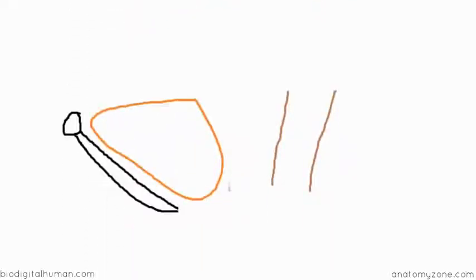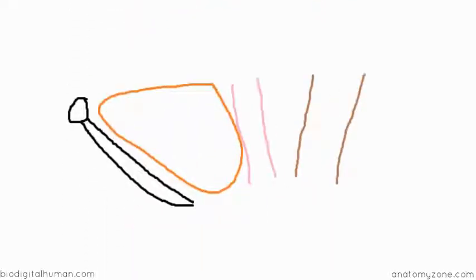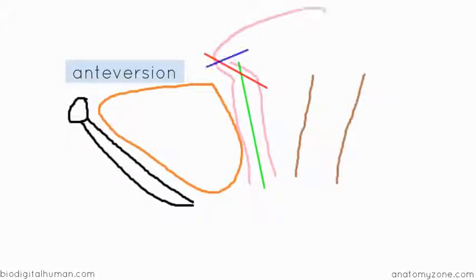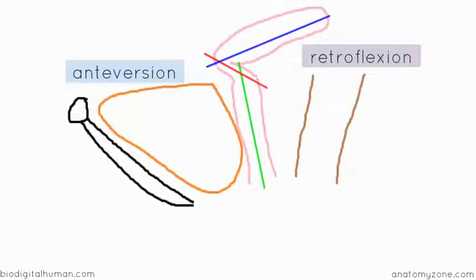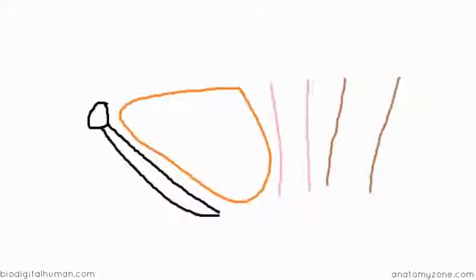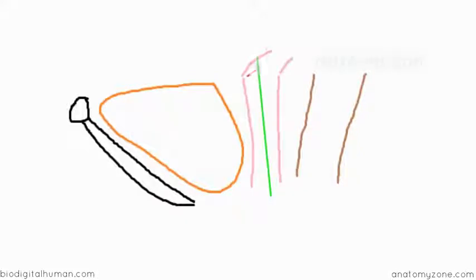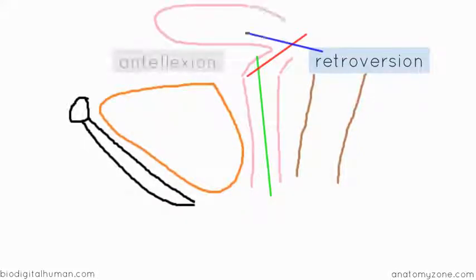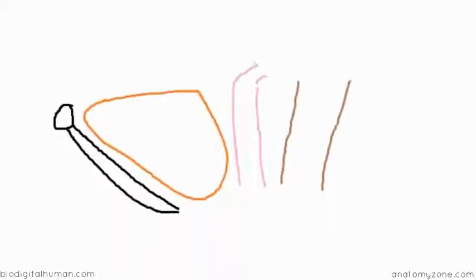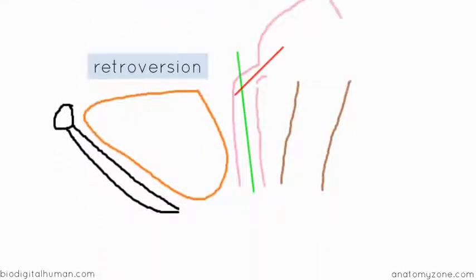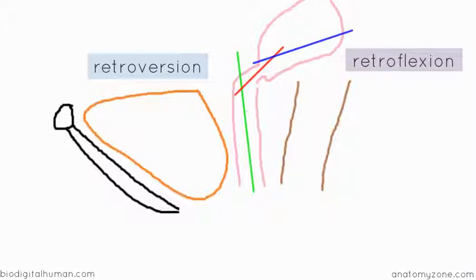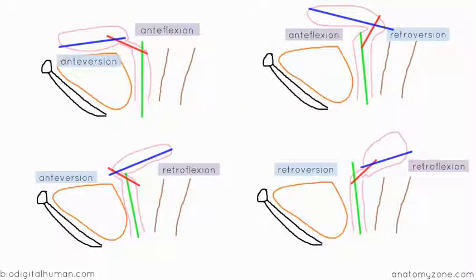And then another position of the uterus can be to have anteversion and retroflexion of the uterus. Or you can also get retroversion and anteflexion, or you can get retroversion and retroflexion. So those are some possible positions of the uterus.